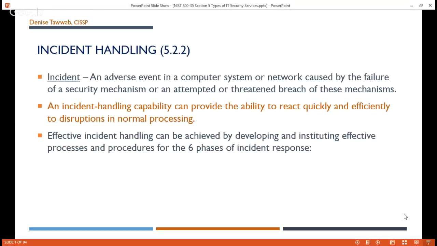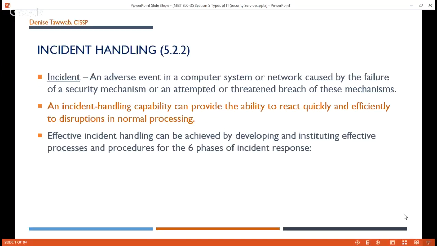Next up, under operational security, incident handling. An incident is an adverse event in a computer system or network caused by the failure of a security mechanism or an attempted or threatened breach of these mechanisms. Either your system failed or somebody's trying to break into it or somebody broke into it. Either way, you have an incident.